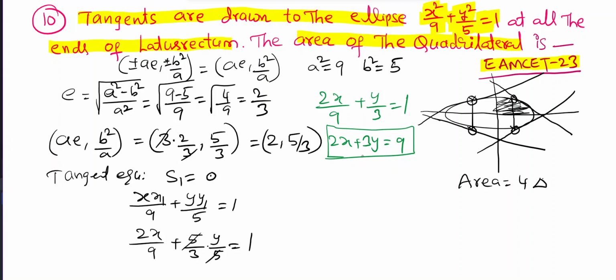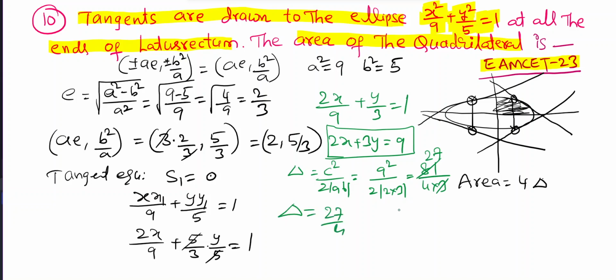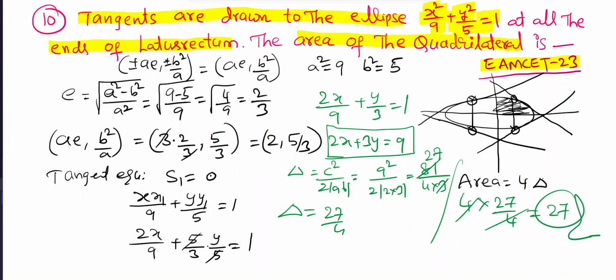Now find the area for this line. Delta is equal to, we know the formula, c square by 2 mod ab. That is 9 square by 2 into 2 into 3, which is 81 by 4 into 3. Here 4 into 3 is 12, and 3 times 27 cancels. Therefore the area is equal to 27 by 4. So the total quadrilateral area is equal to 4 into delta. The delta value is 27 by 4. Here 4 and 4 cancel. That is equal to 27. The area of the quadrilateral is 27.